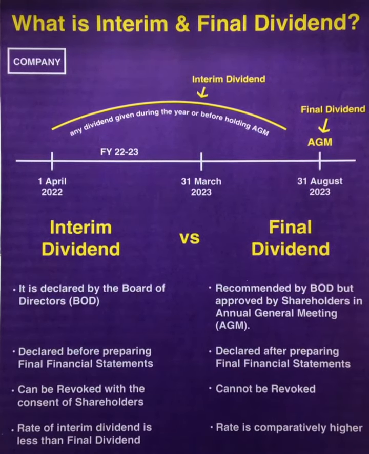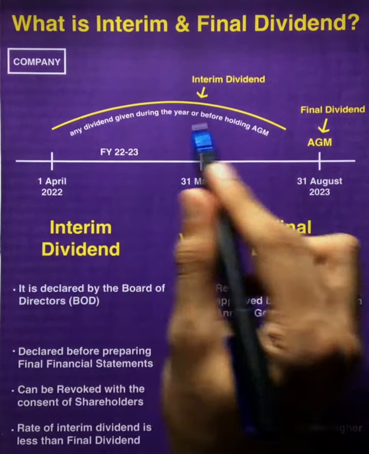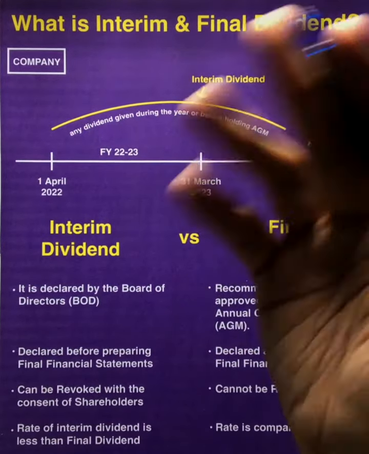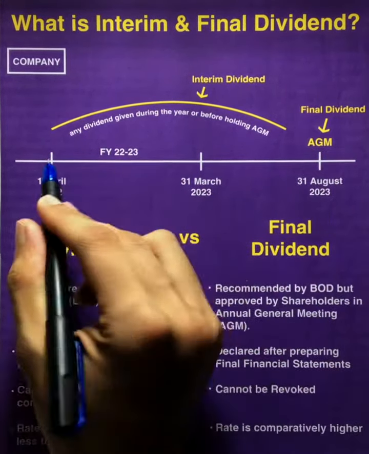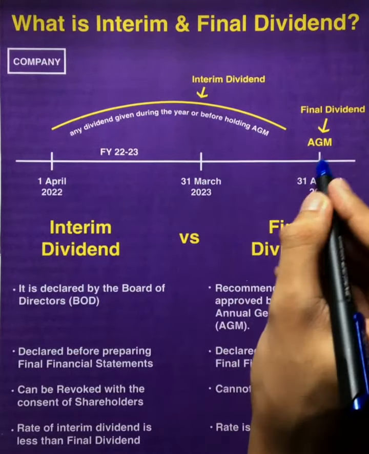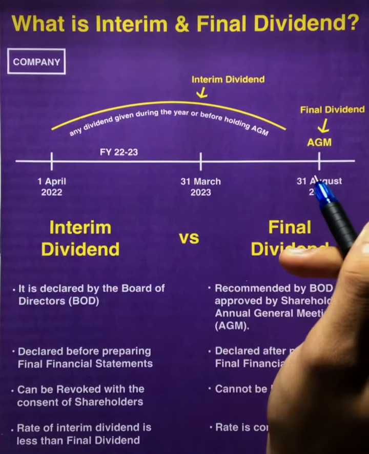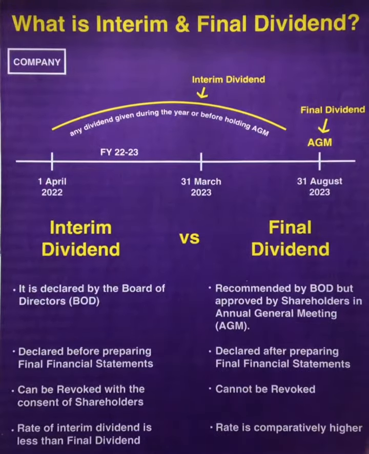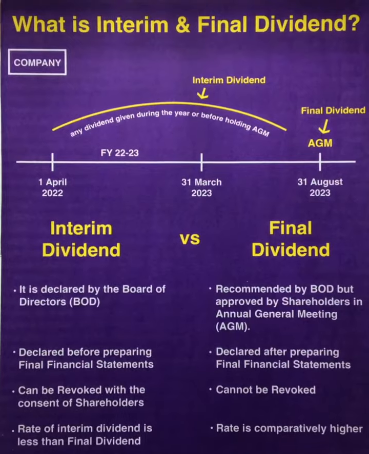Is that clear? Simple. And then any dividend which is given during the year or before holding the AGM is called an interim dividend. Let's just say, for example, the board of directors also declared a dividend 2 times in the current year in anticipation of profits, as well as in the period before the AGM. Let's just say, for example, on 30th April. So if this happens, then those dividends are called interim dividends given in this period. Fine. So that's what basically interim and final dividends are.